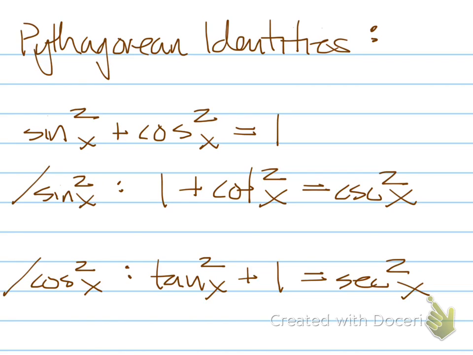The Pythagorean identities are derived from the Pythagorean theorem. Sine squared plus cosine squared equals 1. If we divide both sides of the equation by sine squared, we get 1 plus cotangent squared equals cosecant squared. If we divide both sides of the Pythagorean identity by cosine squared, we get tangent squared plus 1 equals secant squared.